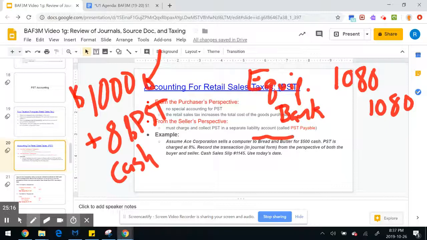It's just very normal, very straightforward. There's no extra account. There's no PST recoverable because you don't get PST back as a business. That's the difference between PST and HST. You just take the money and you add it to there.